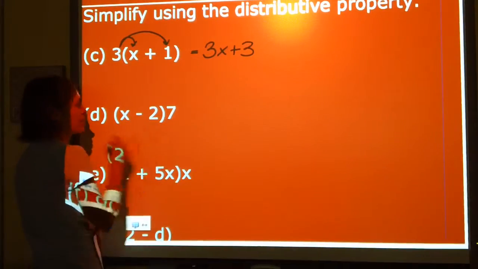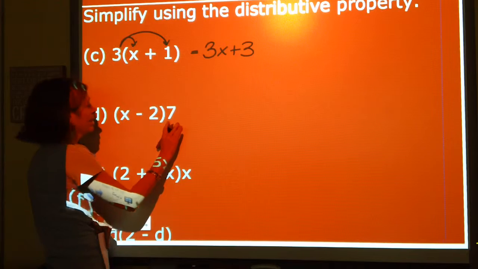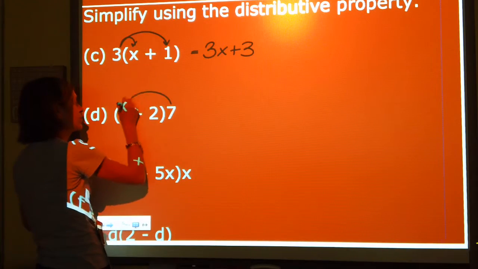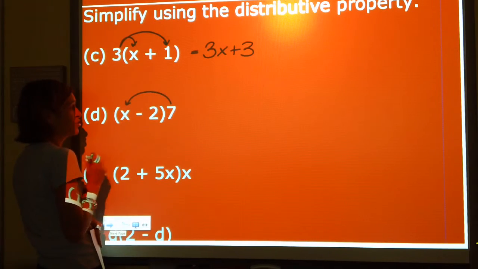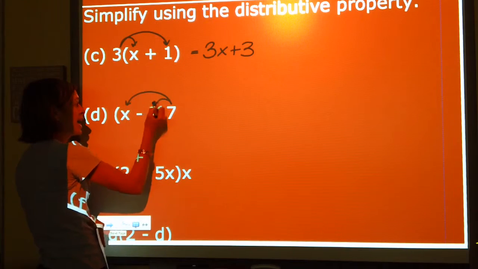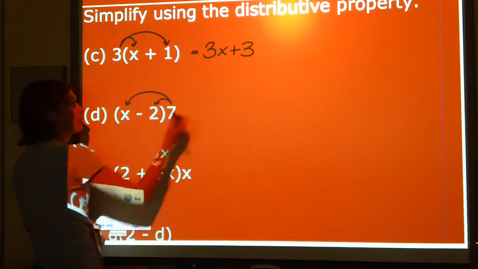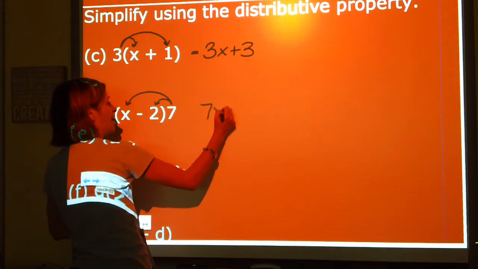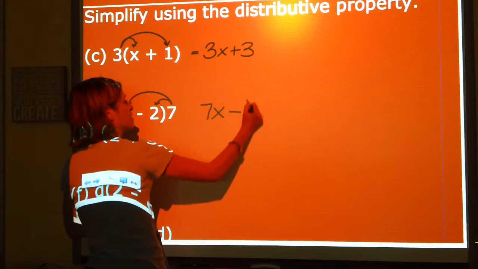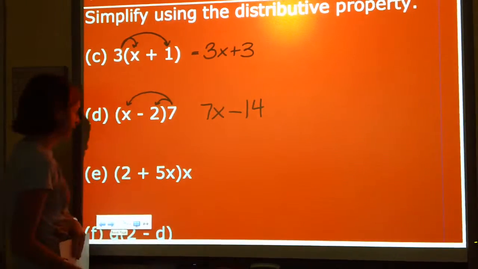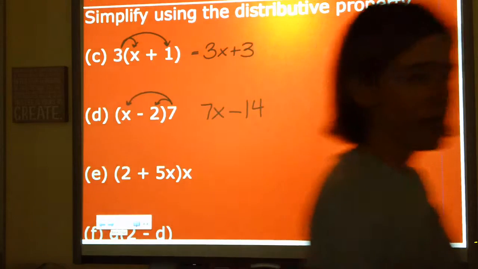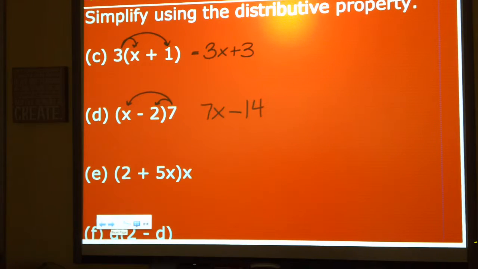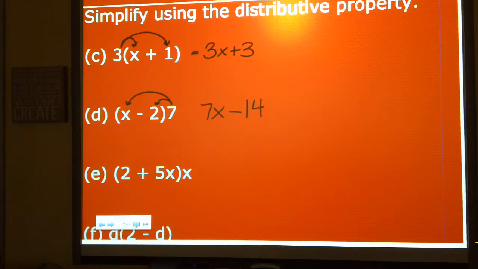All right, on this next one, now that 7's on the outside, we're not going to let it throw us off. So 7 times (x - 2), it's going to be multiplied to the x and to the negative 2. So we're going to get 7x - 14, okay? All right, I want you to look at the next one. I'll give you a second to write it down. (2 + 5x) times x, okay? (2 + 5x) times x.